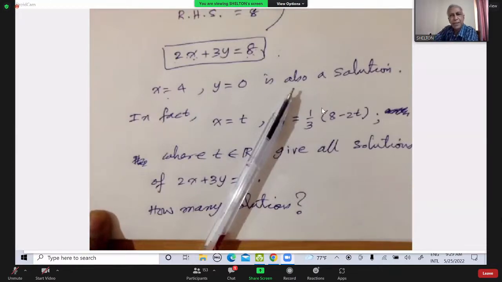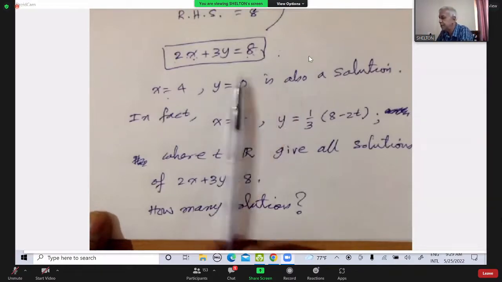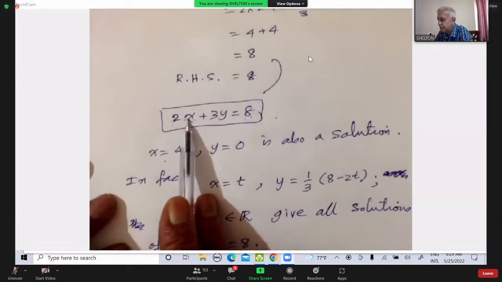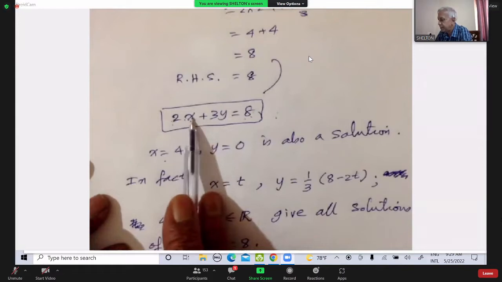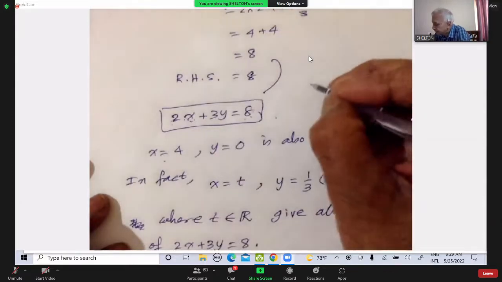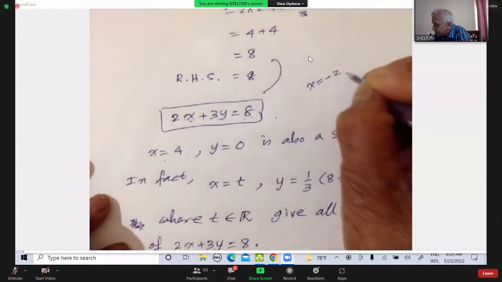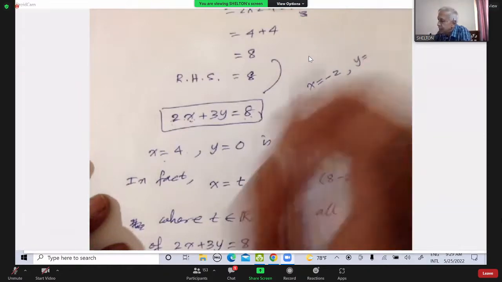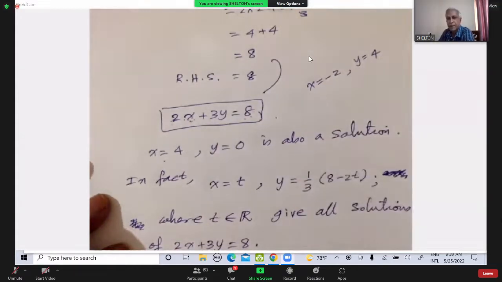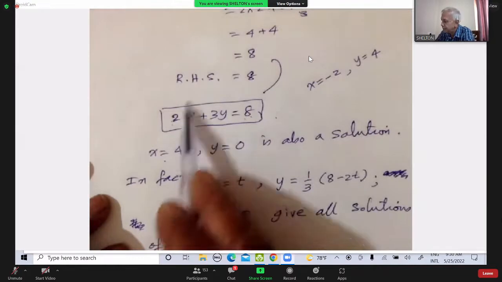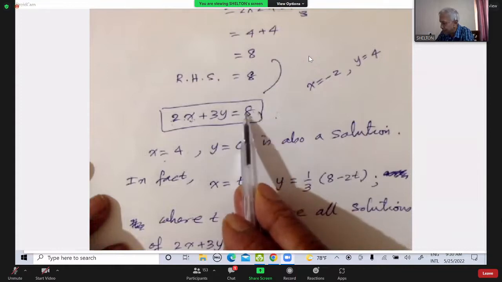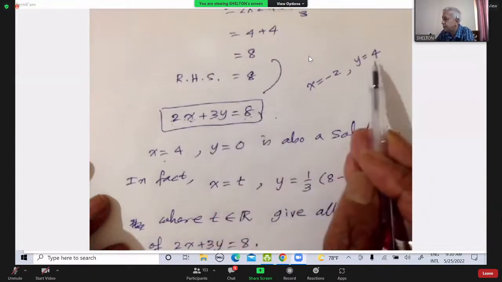Yes, a student has given another answer, x equals -2. If you take x equals -2, what is y? If x equals -2, then -4 taken to the other side, it becomes 12. So another student has given in the chat, x equals -2, y equals 4. 8 plus 4 is 12, so 3y equals 12, y equals 4.